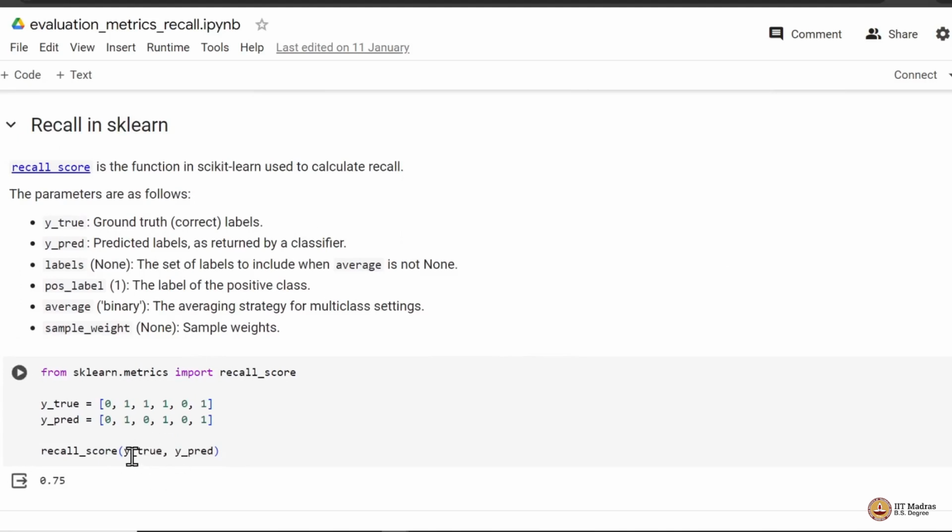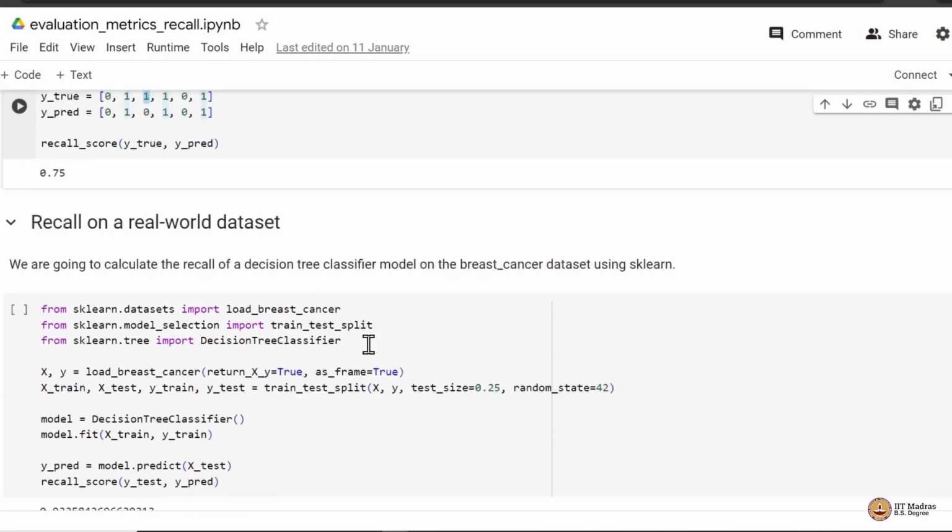It again requires two arrays, y_true and y_pred, where y_true is the ground truth and y_pred is that predicted by the model. And when we calculate the ratio, we end up getting a value of 0.75. Here, the false negatives happen where the true label was 1, but the model has predicted it as 0, whereas the other instances are correctly predicted. So we have 3 by 4, getting a value of 0.75.